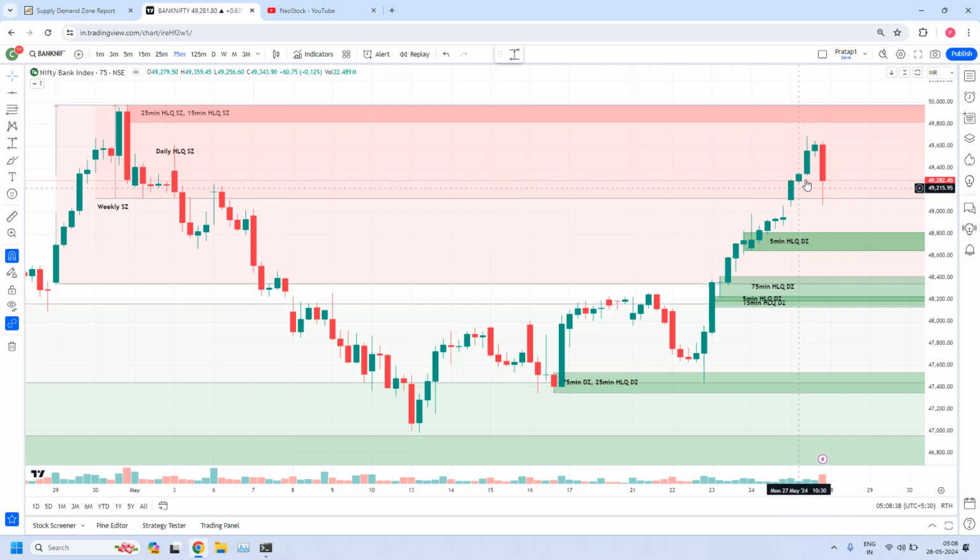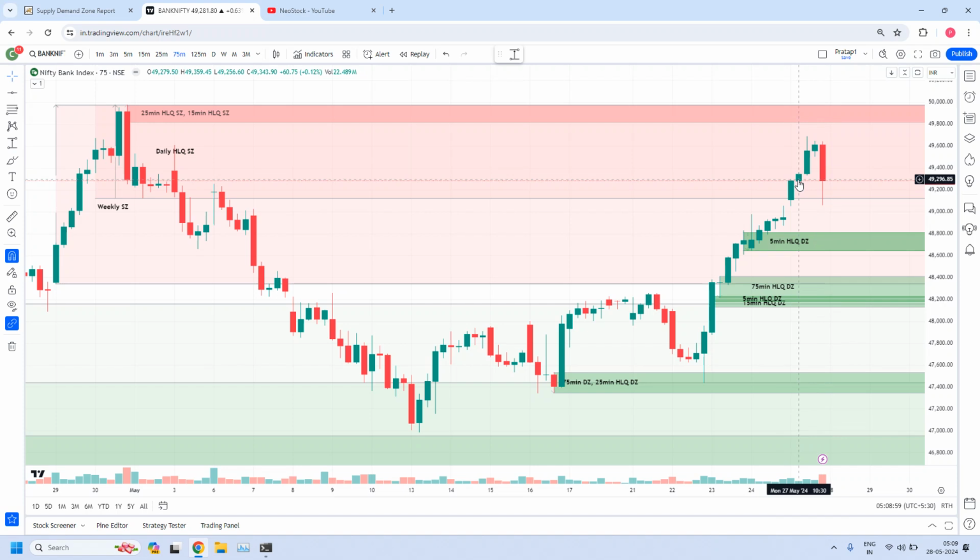And this newly created 75 minutes demand zone is completely violated. Of course, it is pierced, but this pierced zone is also violated. Now, immediately what happened? The trend change took place. Because this demand zone is violated, trend is changed to sideways.